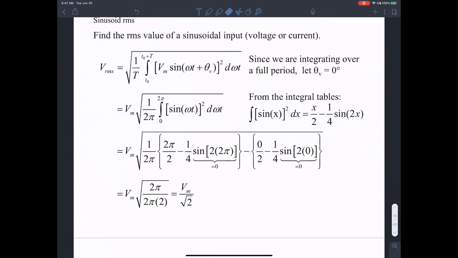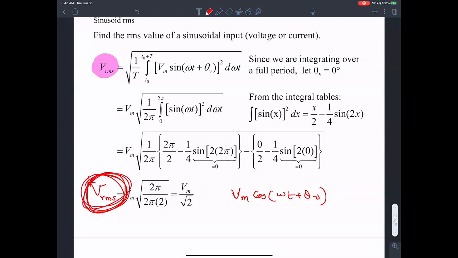Now we can do this arithmetic, massaging the equation, and find that VRMS is Vm over square root of 2. Remember Vm cos(omega t plus theta V), or sine(omega t plus theta V). If the amplitude, the peak value, is Vm, then the RMS value is simply Vm over square root of 2. And this is a relation that you should remember for the rest of your life. The RMS value of a sinusoid signal, whether it is sine or cosine, is Vm, the amplitude, over square root of 2. That's the RMS value of voltage.